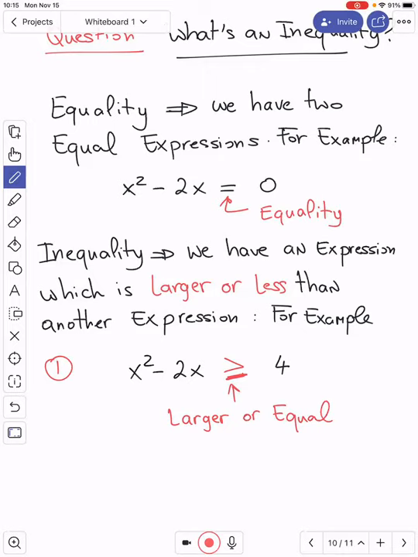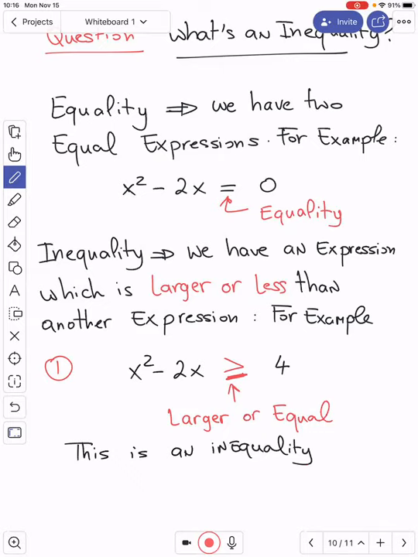So in this case, we have an inequality, right? We have this x squared minus 2x. It's not equal to 4, actually. In some sense, it's unequal to 4. It's larger than or equal to 4. So this is an inequality.